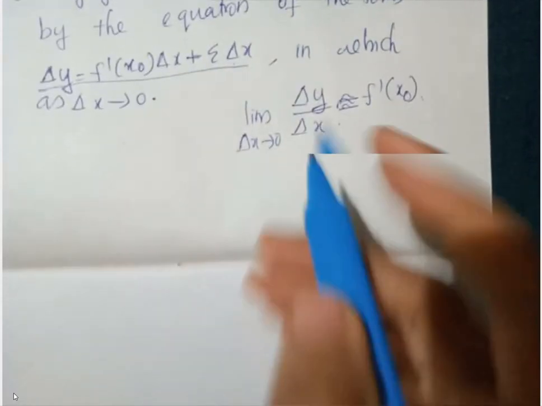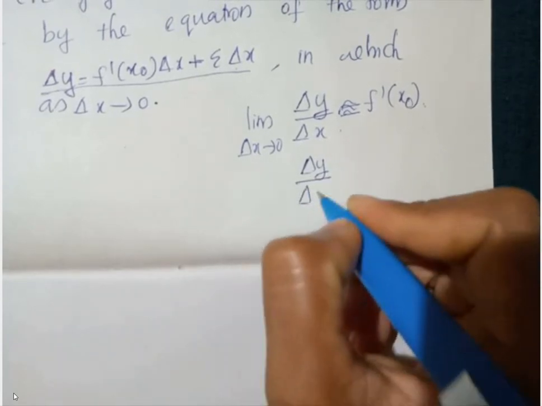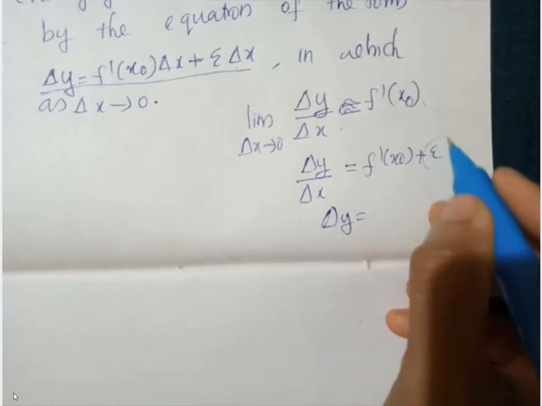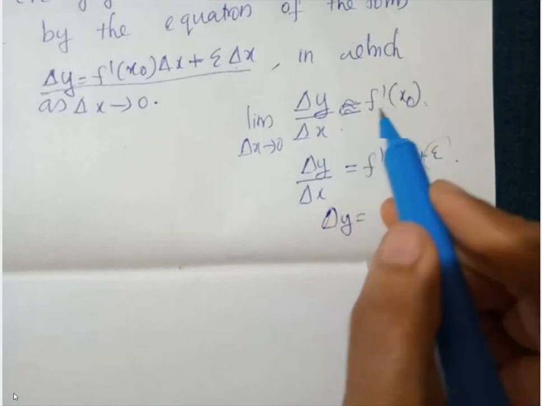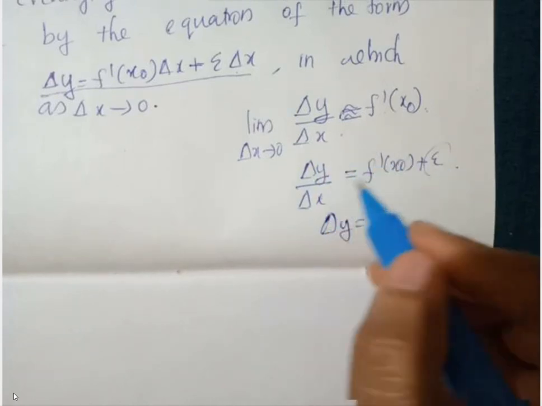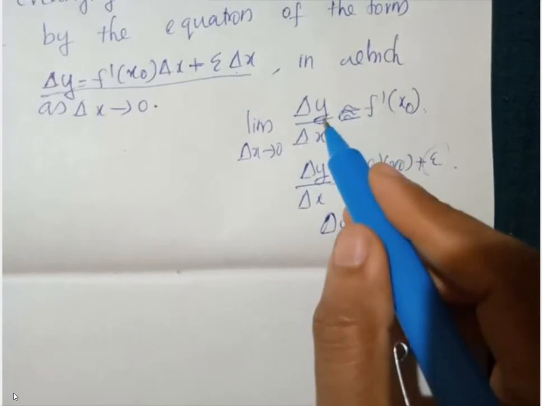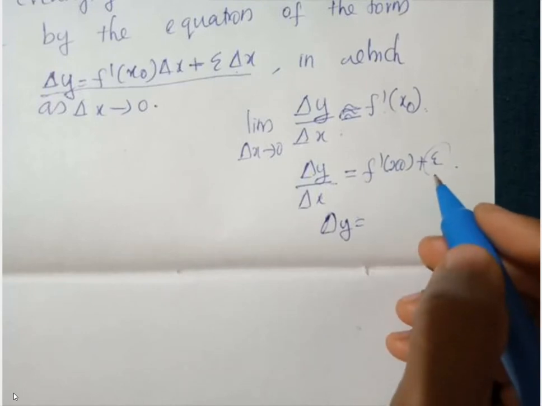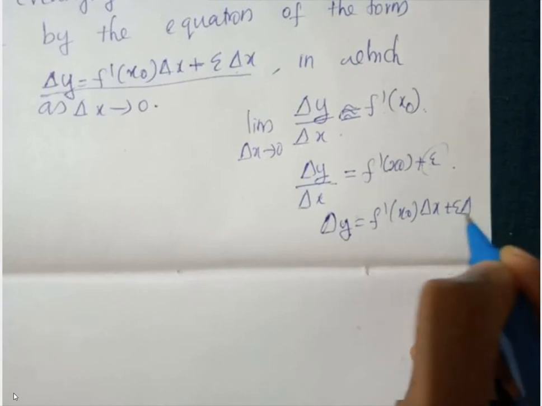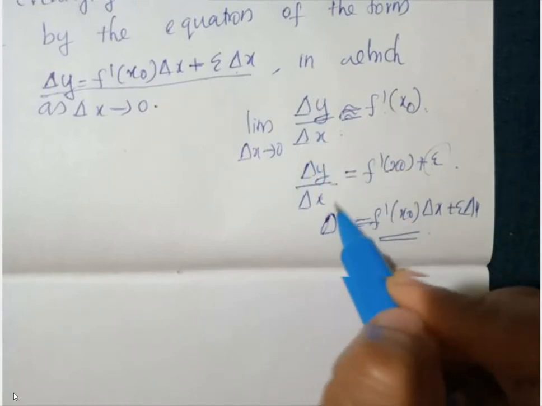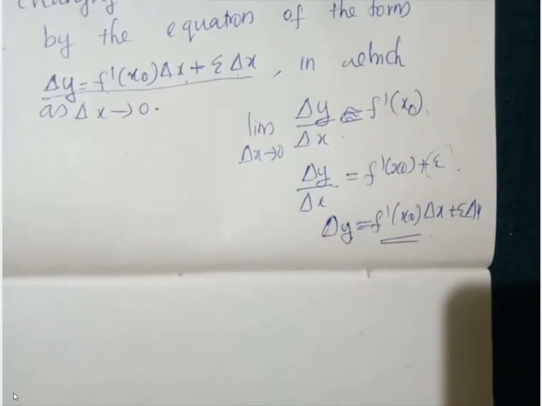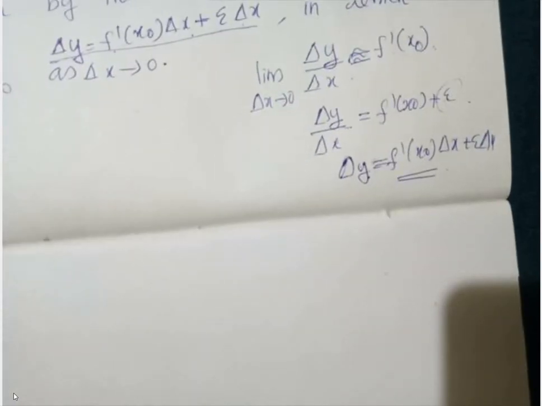Then delta y by delta x is equal to f dash x naught plus epsilon. So delta y is equal to this, where epsilon is the error term. Otherwise this is always not equal. So when we eliminate this limit, we get this times delta x. In order to equate this equation to this equation, we are adding an error term epsilon. So delta y equal to f dash x naught delta x plus epsilon into delta x. This is the way we have derived this equation. Similarly, we can define the differentiability in the case of two variables also.